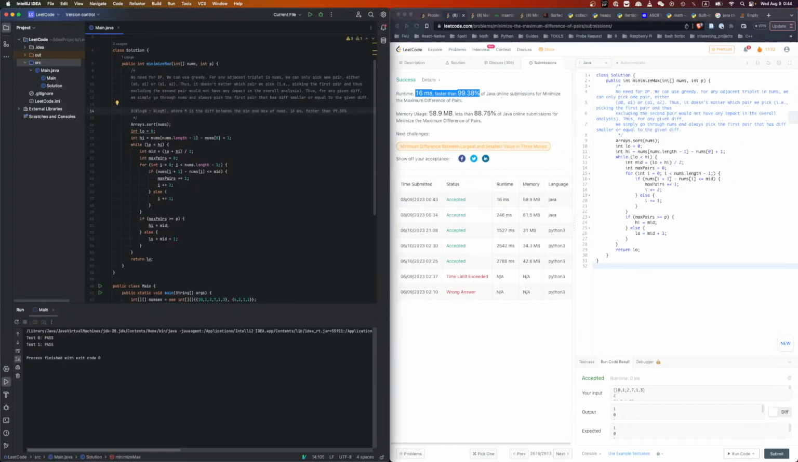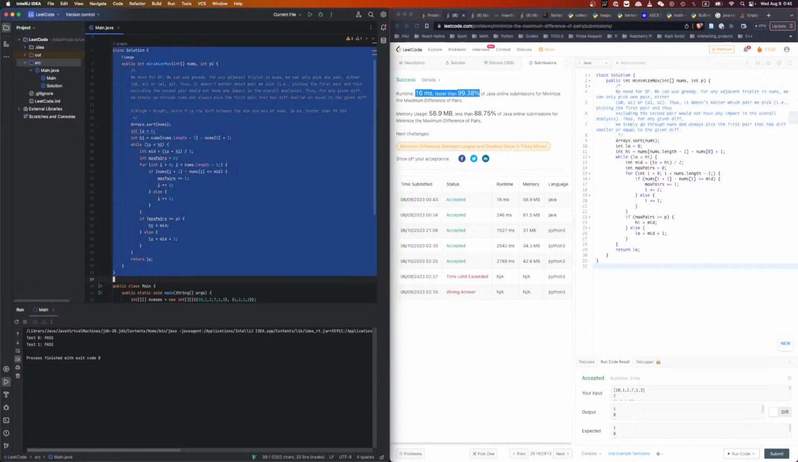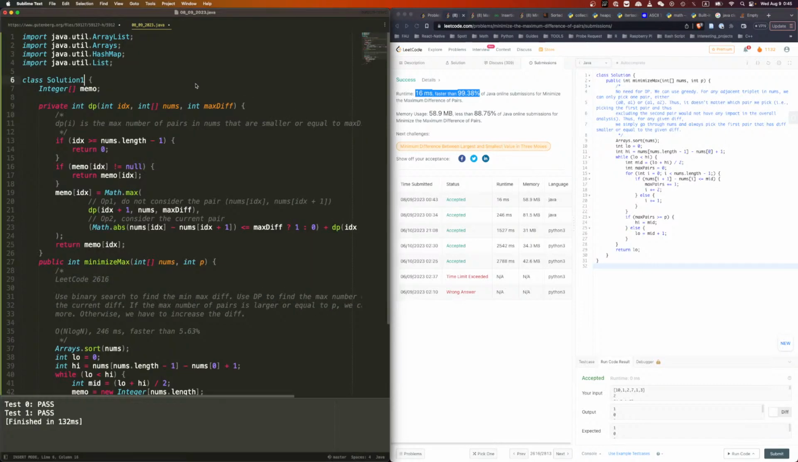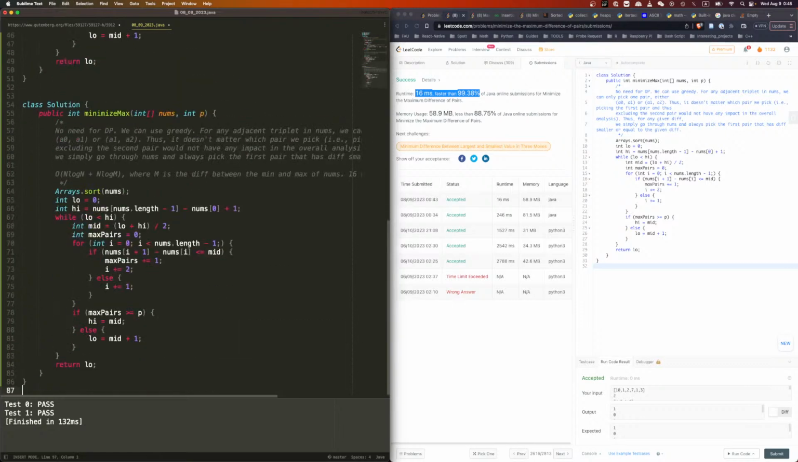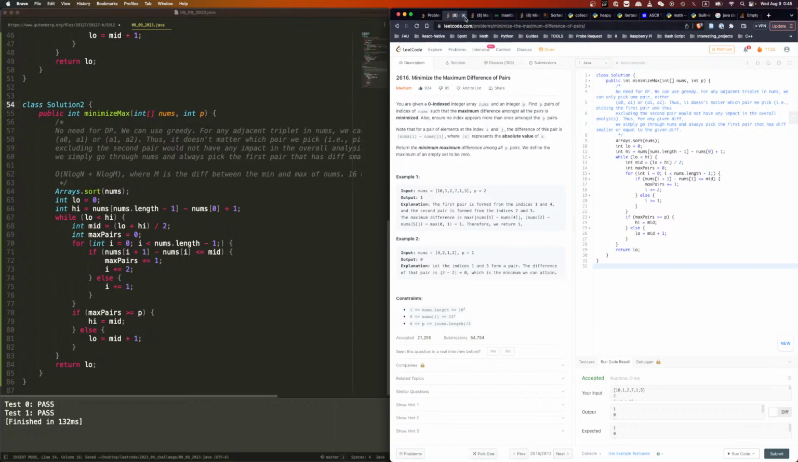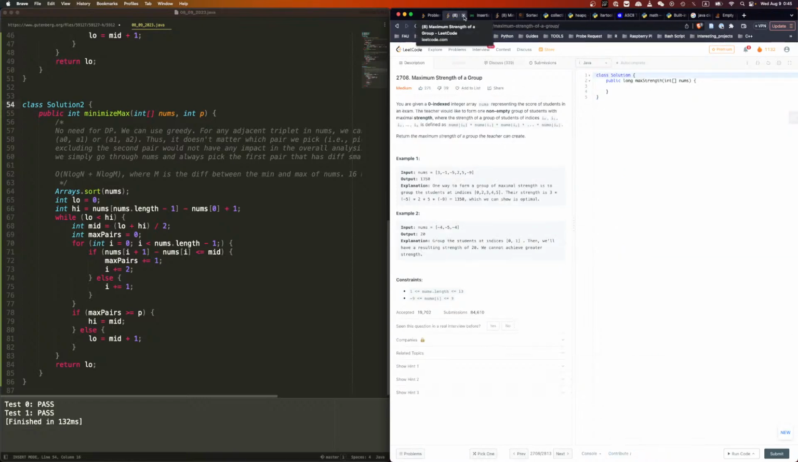Well, DP works. My original solution also works, which involves more binary search. Okay, so this is solution number 2. All right, so we're done with this. Good question. Well, we don't have much time, but let's try this one. Let's see what this one's about.